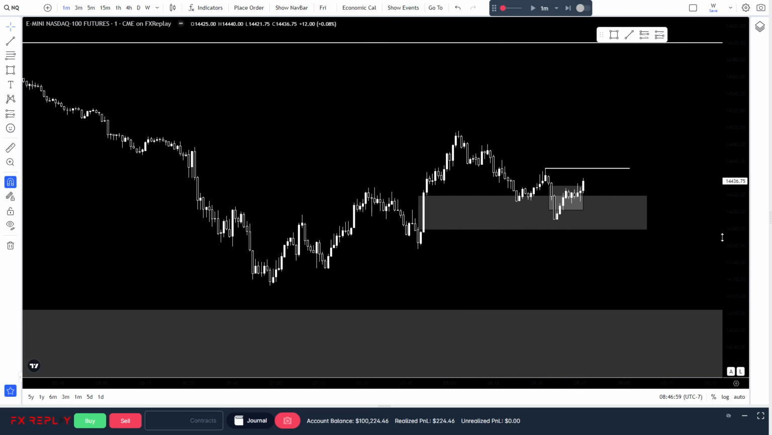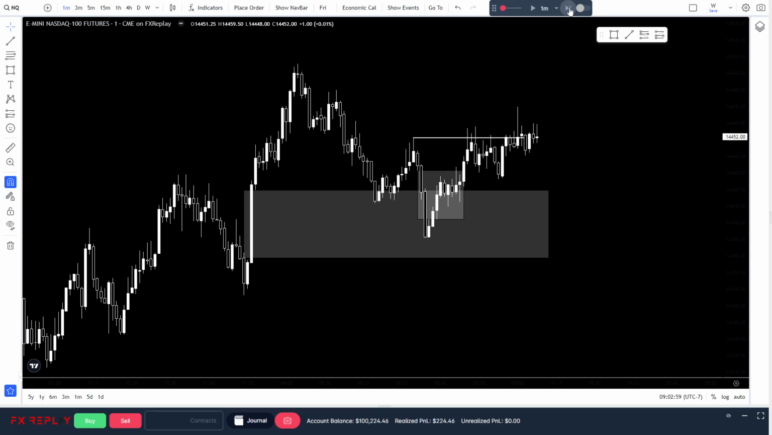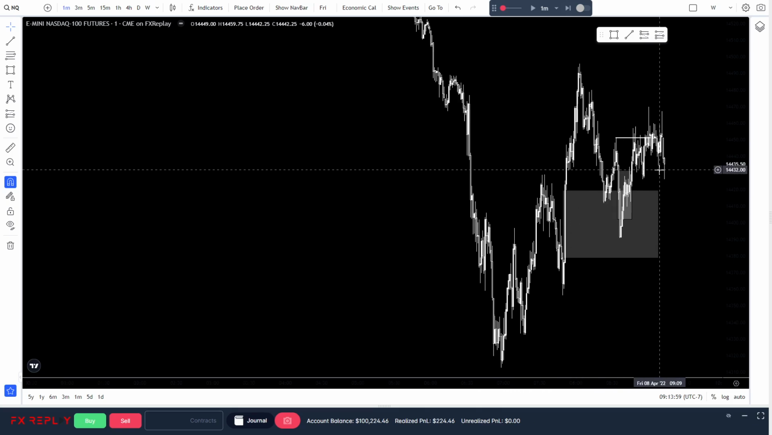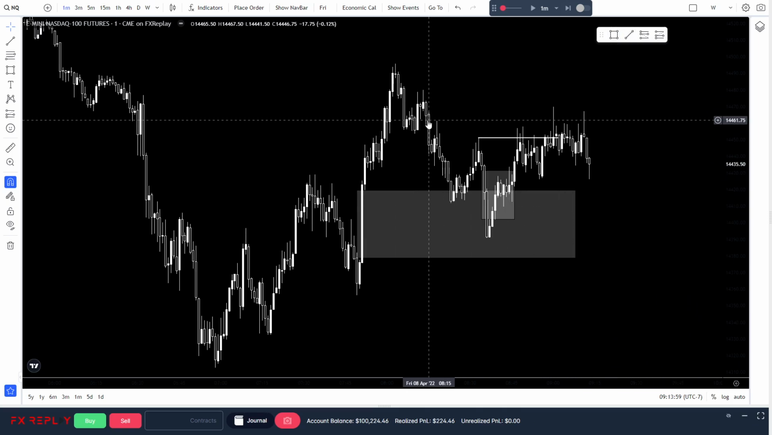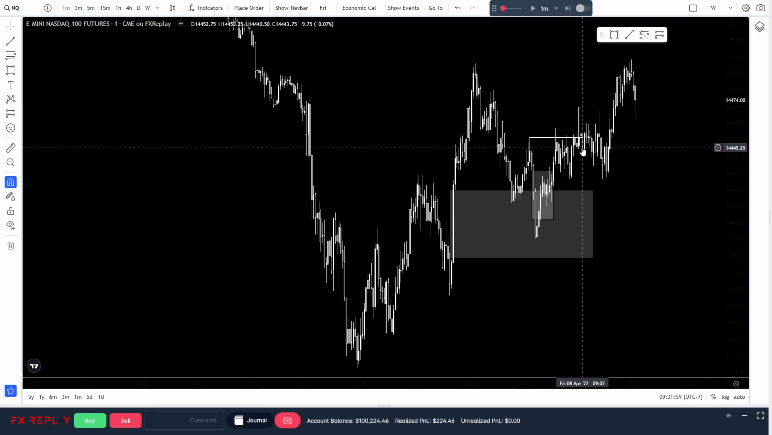I won't take it because it's outside of my trading hours, outside of the macro. But yeah, it worked. Worked up to that high exactly. And then we completely chopped around. So it would have been a break-even trade probably. I would have scaled. Maybe not. Yeah, so that's a break-even trade.